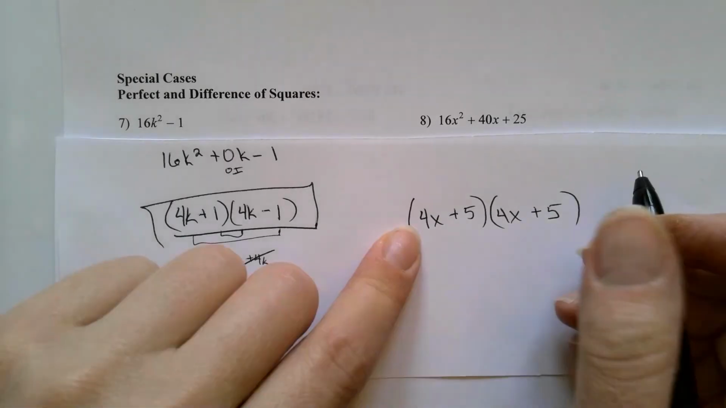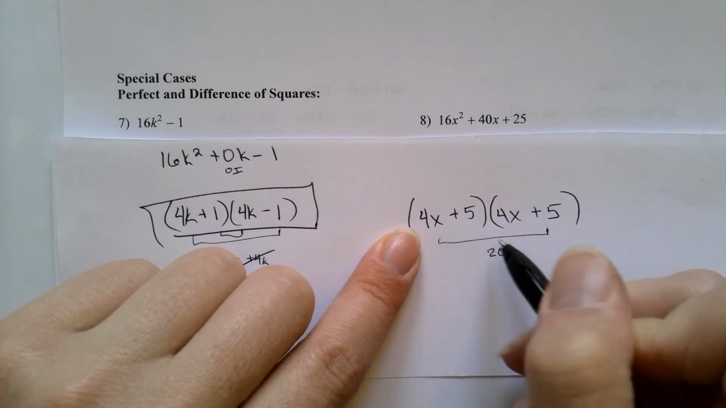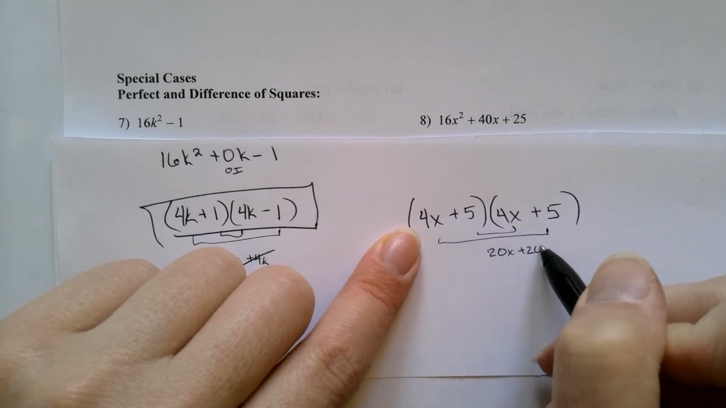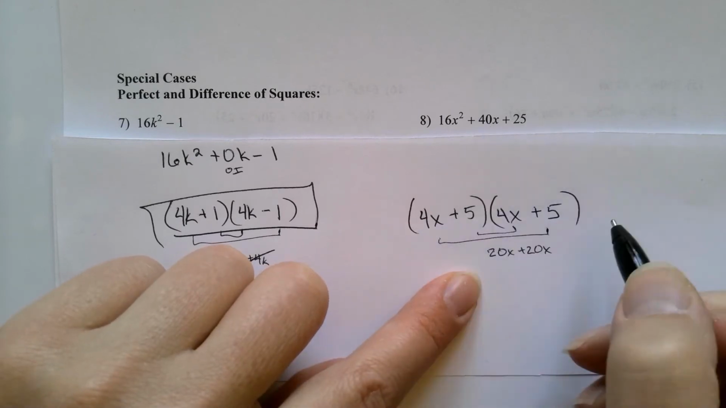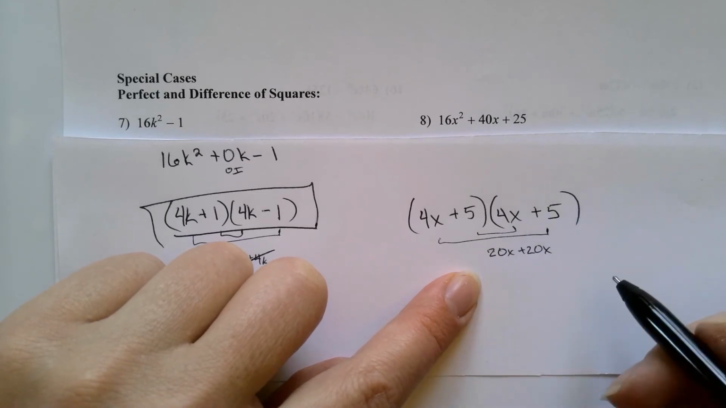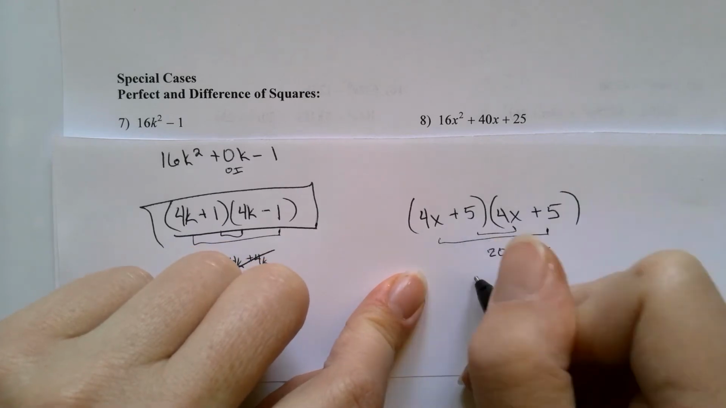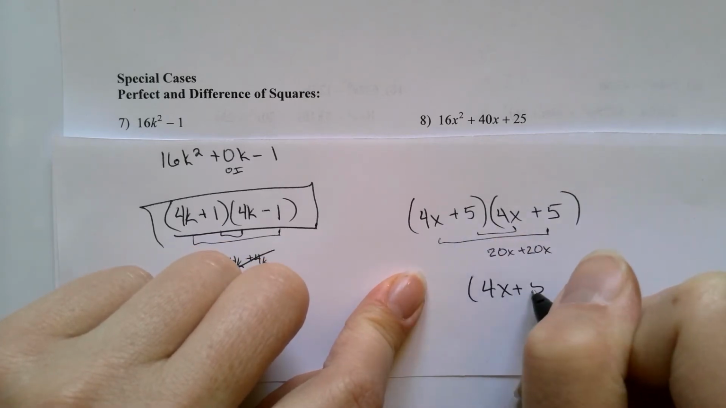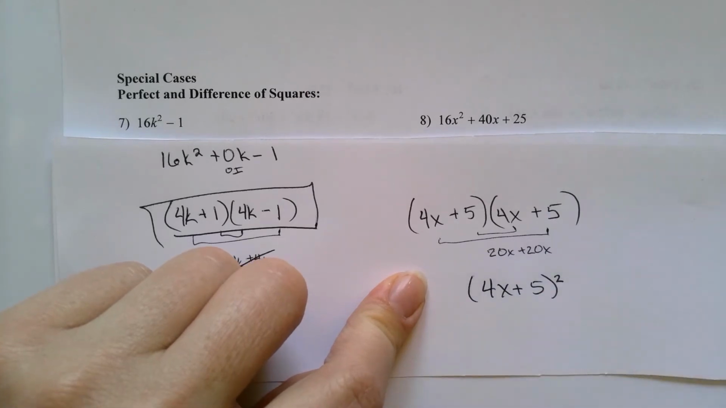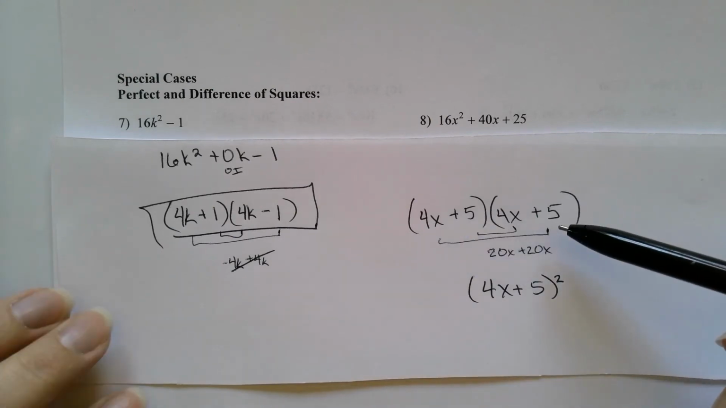Does it work? Well, the 16x squared works. The outside gives me a 20x. The inside gives me a 20x. There's my 40x. And the last, 5 times 5, is 25. So you always want to double check it. Final answer though, to get full credit, we would always take something times itself and write it as a quantity squared. Now, in the chapter coming up on rational expressions and rational polynomials, a lot of times I want to leave this in two pieces so we can see all of the parts. Okay, some more on the back here.